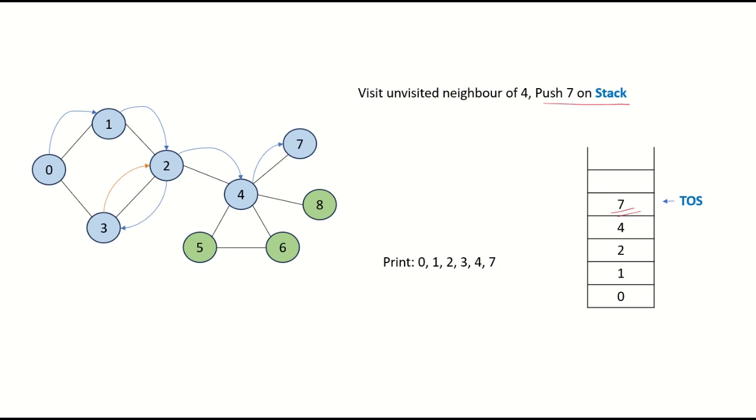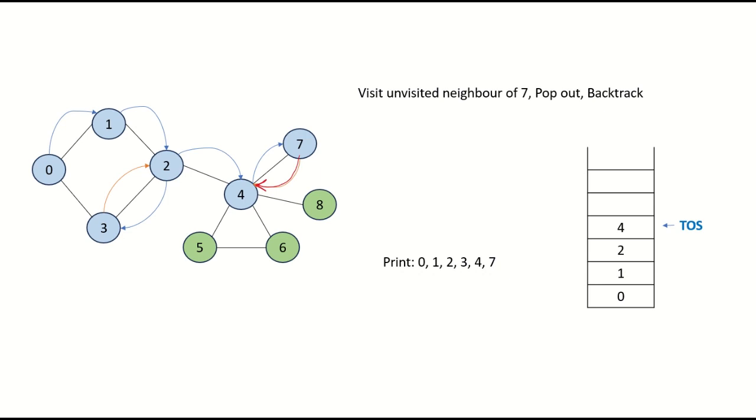Now when we explore the unvisited neighbors of 7, there is no unvisited neighbor. 4 is the only neighbor and 4 has already been visited. So at this point we have to backtrack. We will go back to 4, and this backtracking we do by popping 7 out of the stack. So we pop 7 out of the stack and go back to 4 over here.